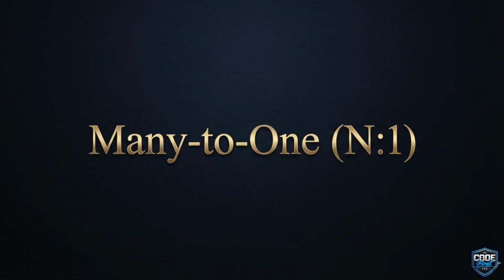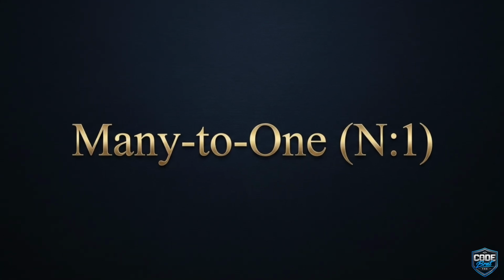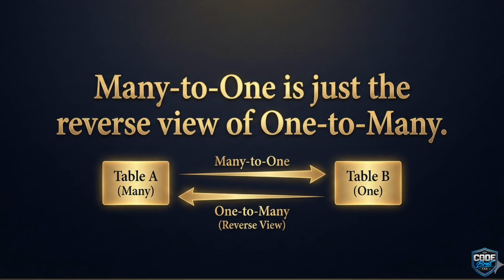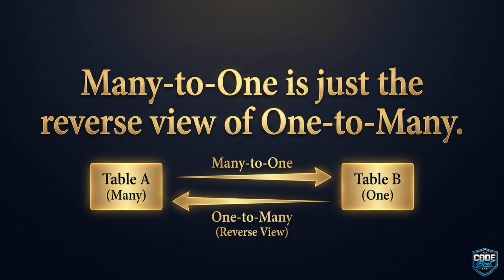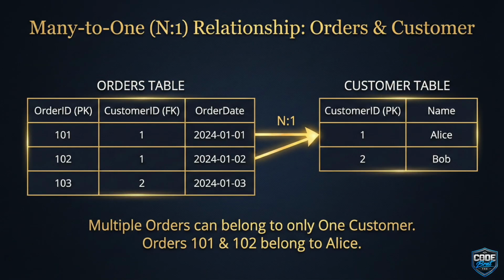Third type of relationship is many to one. This is just the reverse view of one to many. Let's take the example of customer and order table again. Here we can see that multiple orders can belong to only one customer. As you can see here, order ID 101 and 102 belong only to Alice.